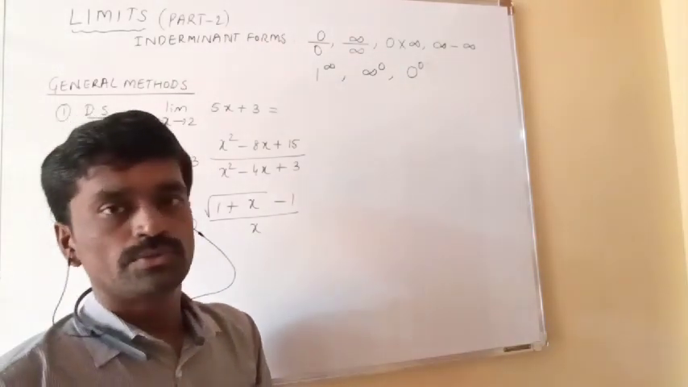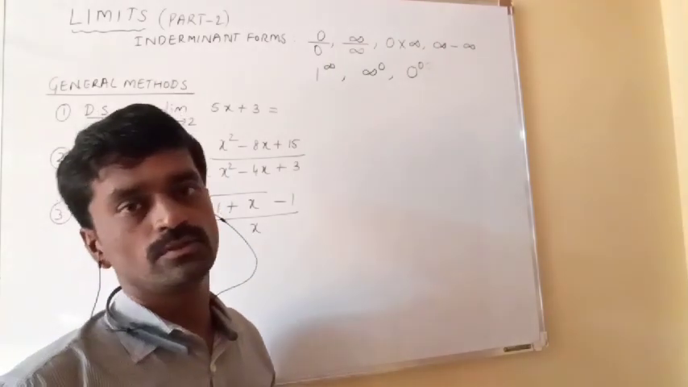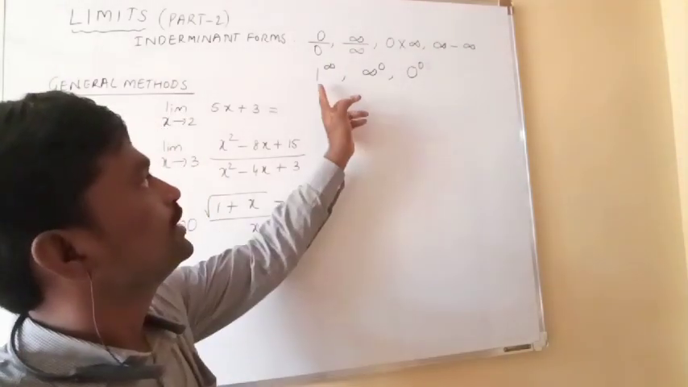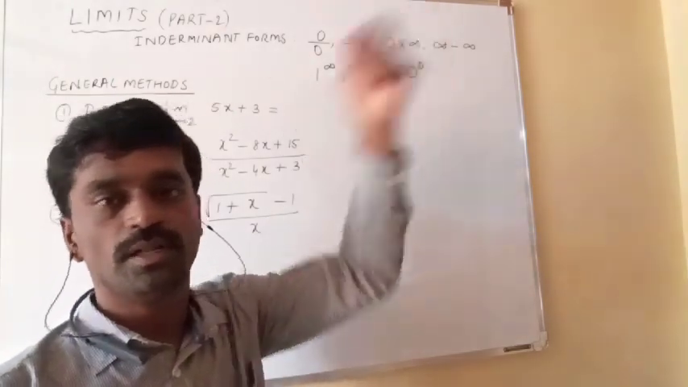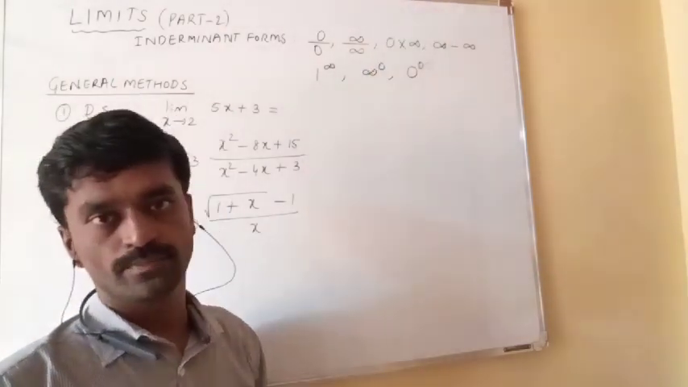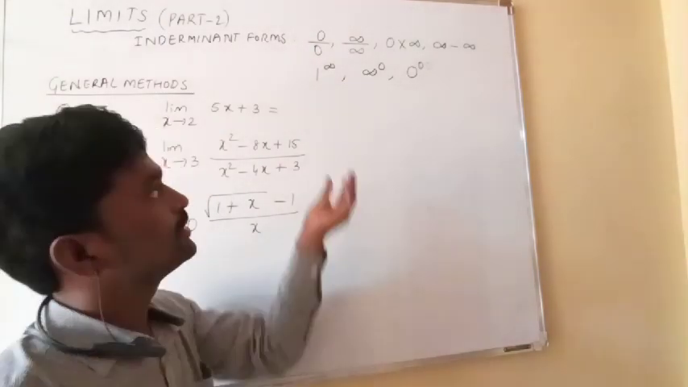And observe, some of the people are arguing, sir, 1 power anything is 1, so 1 power infinity is also 1. Here, it is not exactly 1. If it is exactly 1, power tending to infinity is 1 only. So, while calculating the limit of certain functions, we will get these kinds of forms.